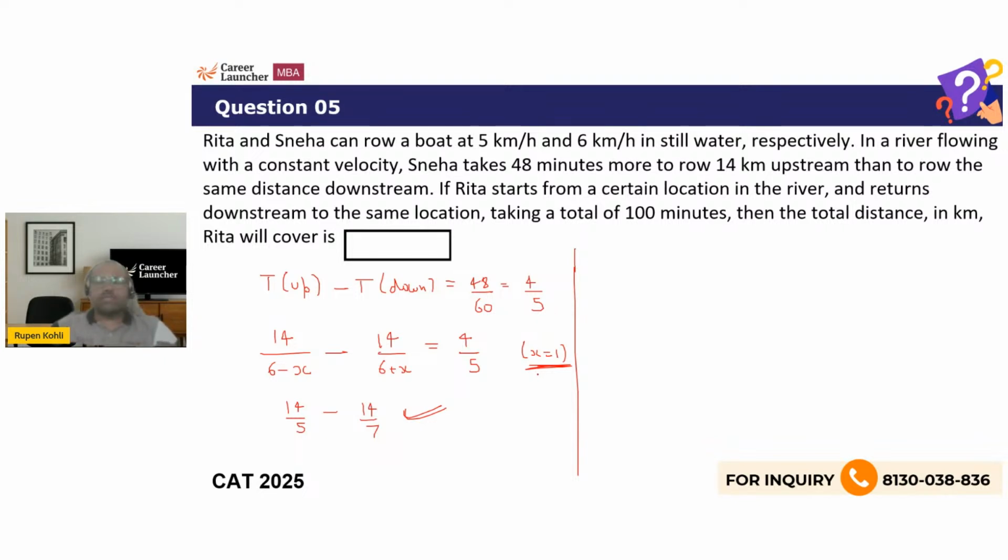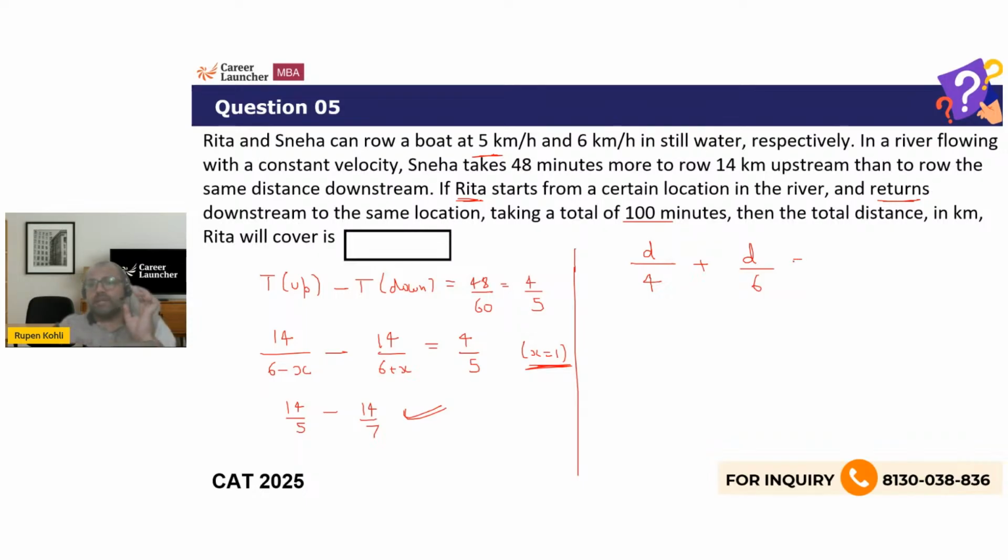So x is 1, so x is our speed of the river current, which we can now use further for Rita's scenario. So I need Rita's total distance. She is also moving a certain same distance upstream and downstream, and the total time is given, right? So she is moving the same distance because she is returning downstream. So let's say the back and forth distance is d. So d over her speed, now I know both, her own speed is 5, so 5 minus 1, 4 will be her speed upstream, plus d over 5 plus 1, 6 kilometers per hour will be her downstream speed.